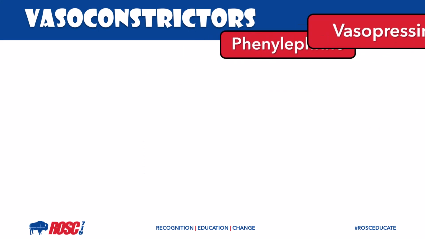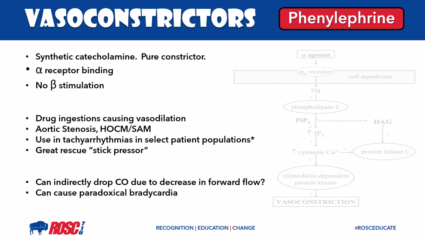We're going to start off with phenylephrine. Phenylephrine is a synthetic catecholamine and it's a pure vasoconstrictor. It activates alpha-1 receptors and has no significant effect on beta receptors. So activation of the alpha receptors causes vascular smooth muscles to contract. This narrows the lumen of the vessel and causes an increase in SVR.